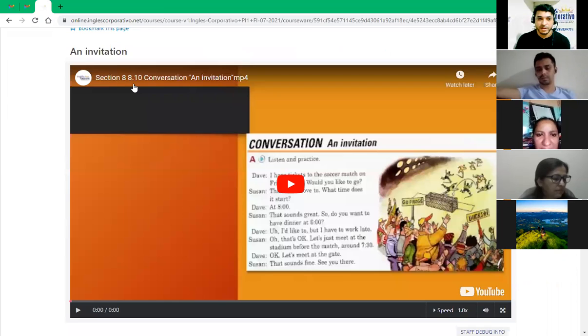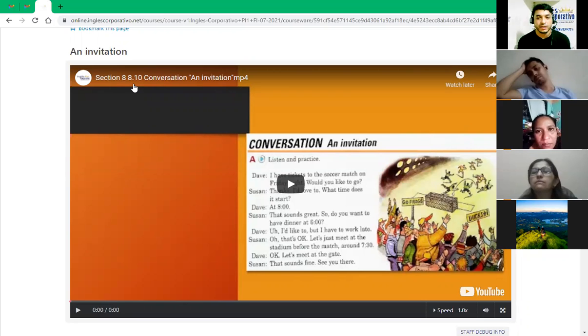Would is a modal that modifies the verb, the main verb. When we use would, we add another meaning to the verb. Cuando usamos el auxiliar would, le cambiamos el significado al verbo base. So, cuando usamos would, básicamente estamos diciendo ia al final del verbo.